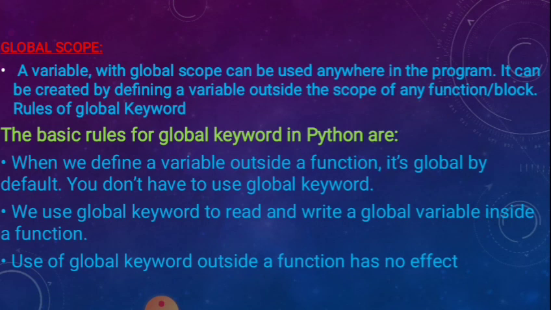This one is very important. When you are going to edit or modify the global variable inside the function, you have to declare the global keyword. You need not give this global keyword when you are declaring the variable as a global. That means while you are creating the variable as a global, there is no need to give the keyword global. Use of the global keyword outside a function has no effect.